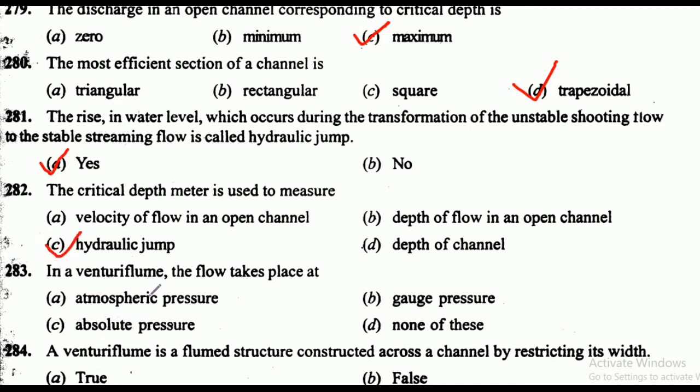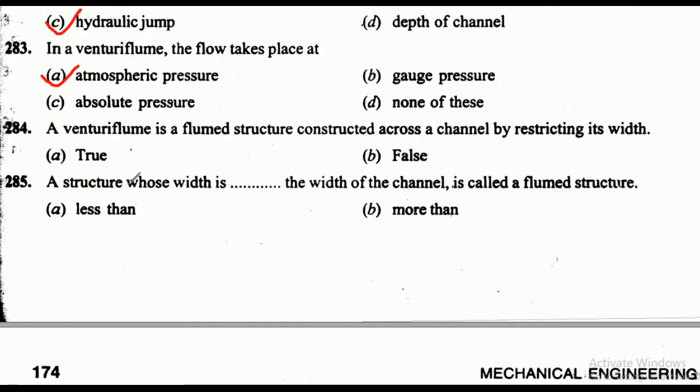Next is in a venturi flume the flow takes place at. Here options are atmospheric pressure, gauge pressure, absolute pressure, and option D is none of these. So here friends, correct answer is option A, that is atmospheric pressure. Next is a venturi flume is a flumed structure constructed across a channel by restricting its width. Options are true or false. So here friends, this statement is correct. So here option A is the correct answer, that is true. Next is question number 285.